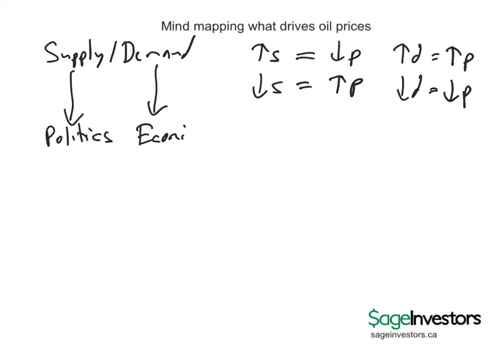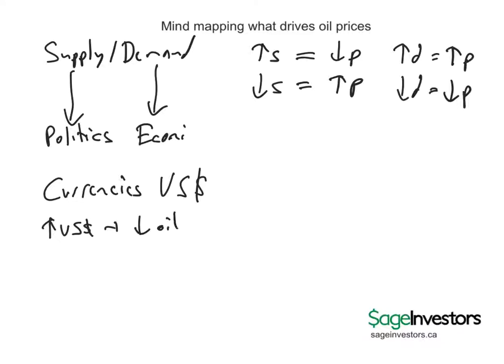Second thing that can drive oil prices is really about currencies, specifically the US dollar. Oil is priced in US dollars, and there tends to be an inverse relationship between where the US dollar is going and oil prices. So conversely, if the US dollar were to increase in value, then that tends to lead to a decrease in oil prices. While a decrease in the value of the US dollar can be associated with an increasing price of oil.